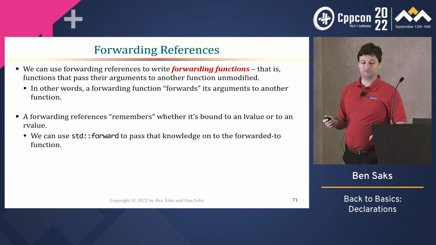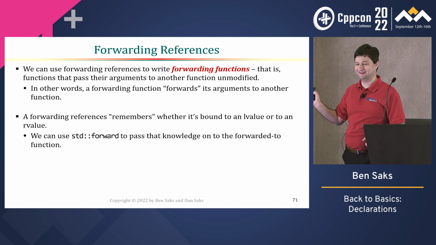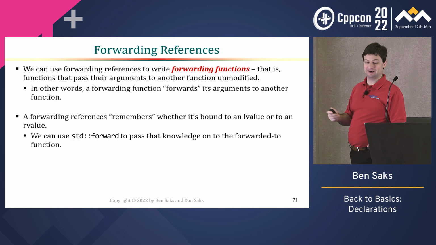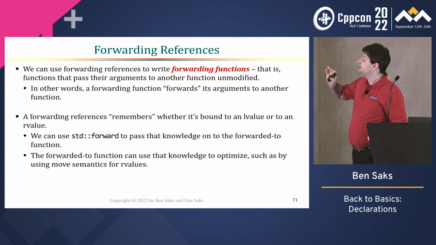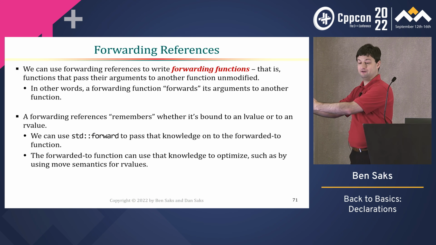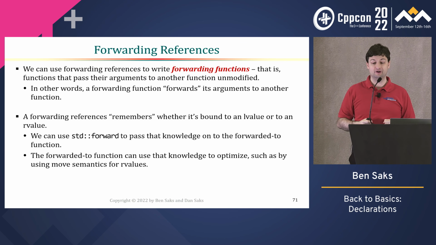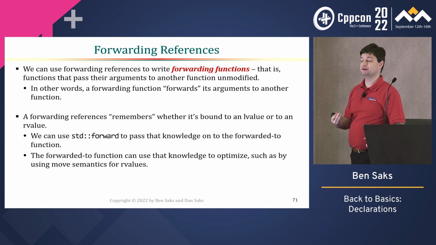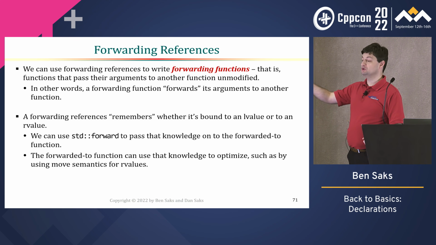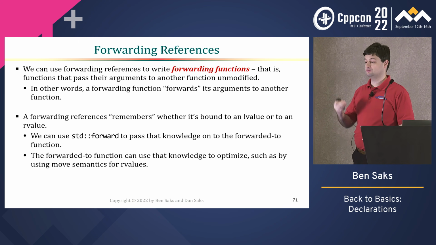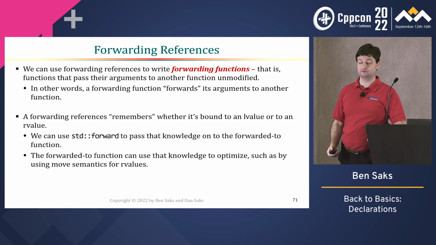Yes, I know that I'm saying the word forward an awful lot here. I apologize, but it's a bit of a necessity to pass that knowledge along, because for the function that we are forwarding to, knowing whether something is an lvalue or an rvalue can be important for performing certain kinds of optimizations, like whether or not we can safely use move semantics. That's the case only if we have something that's really an rvalue. Then it becomes safe to move from.